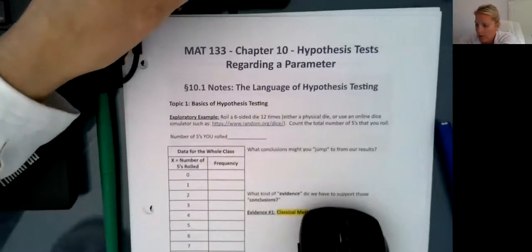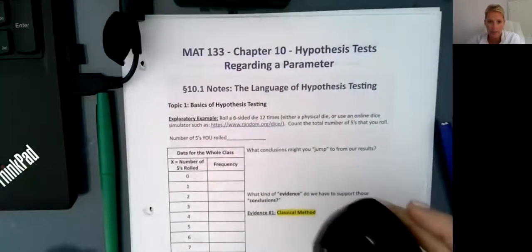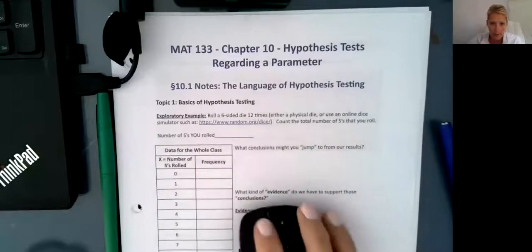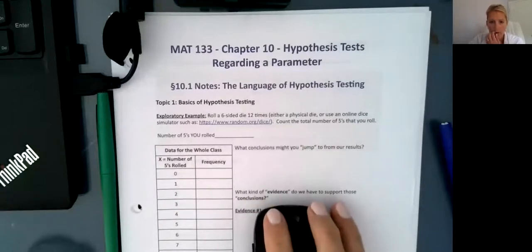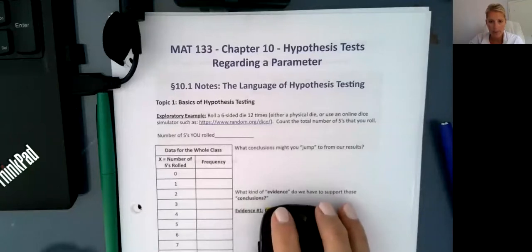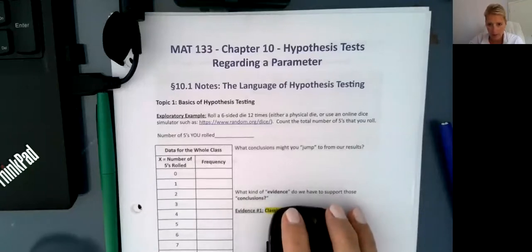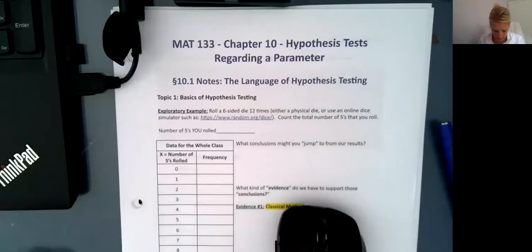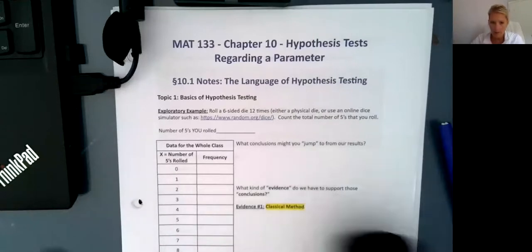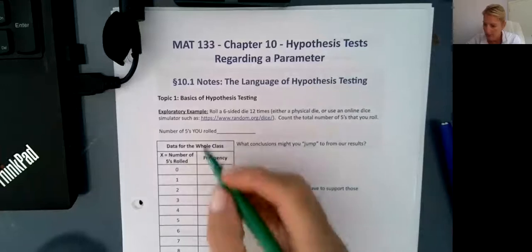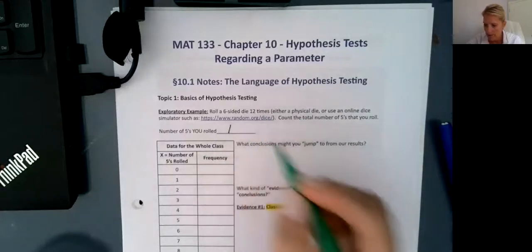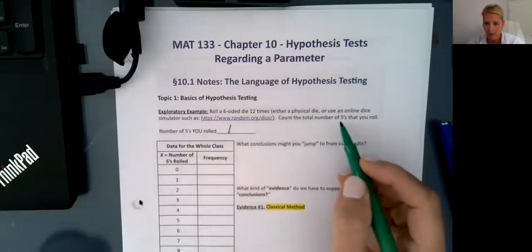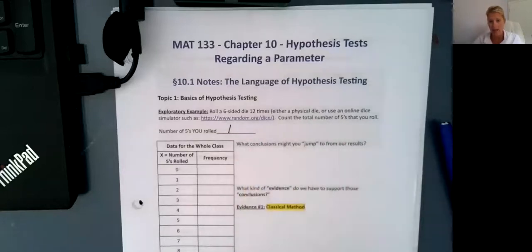So 10.1, here we are. We're going to do a little exploratory example here. We are going to roll a six-sided die 12 times. You can either do a physical die or use an online dice simulator and count the number of fives that you roll. Okay, so you're going to go ahead and count yours. And I had 1. So that's after 12 times of rolling the dice, I got one 5. Not so much luck today.